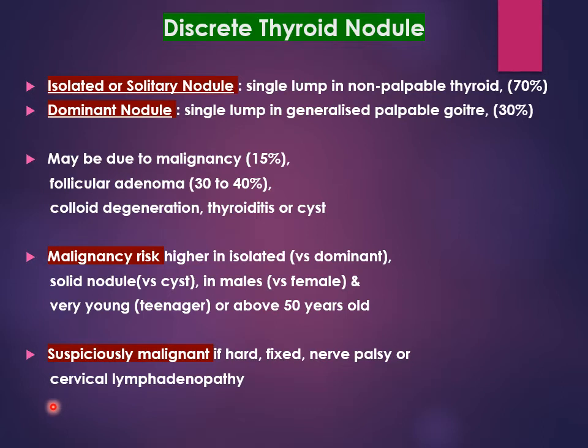A nodule is suspicious to be malignant if it is hard, fixed, with nerve involvement, palsy, recurrent laryngeal nerve, or cervical lymphadenopathy. So if a patient has a palpable nodule, and it is hard, fixed, with nerve involvement, or cervical lymphadenopathy, then the chance of it being malignant is higher.